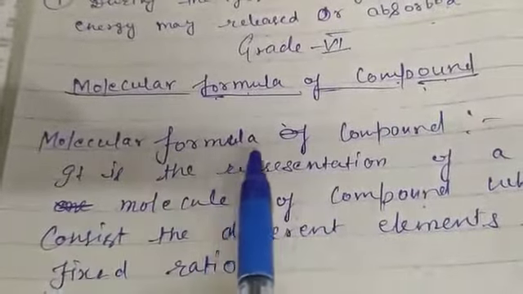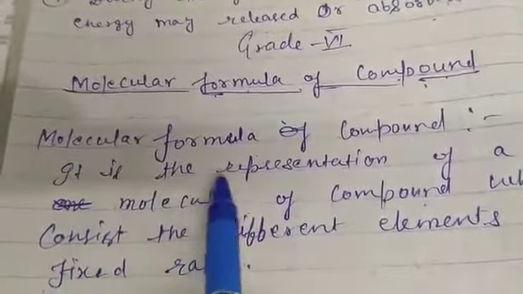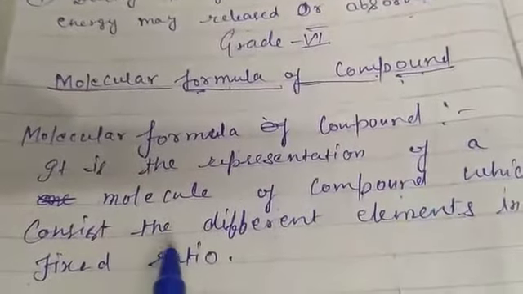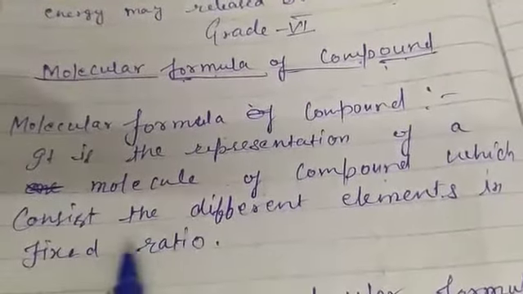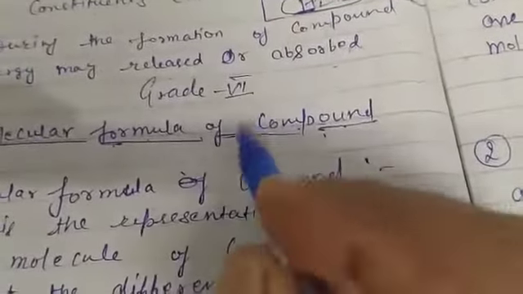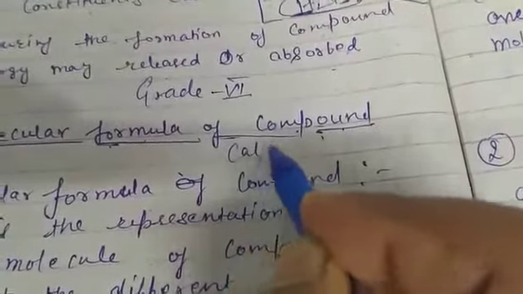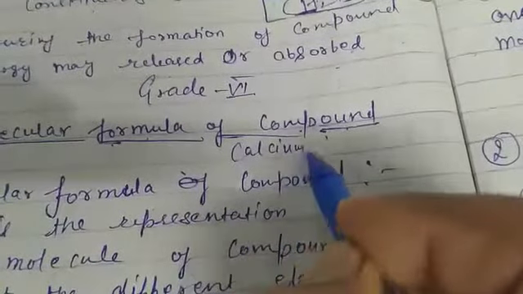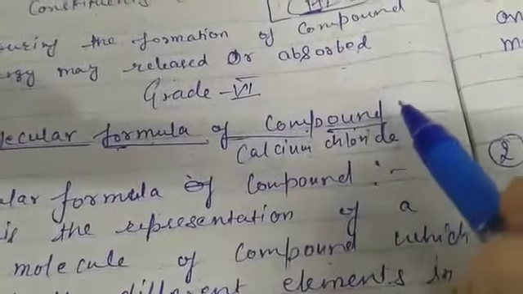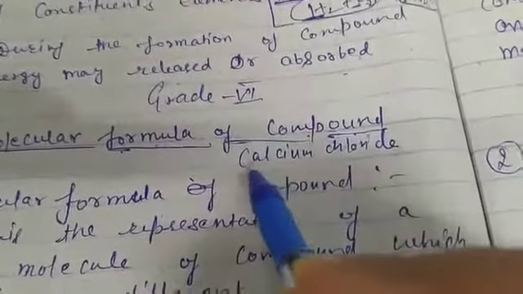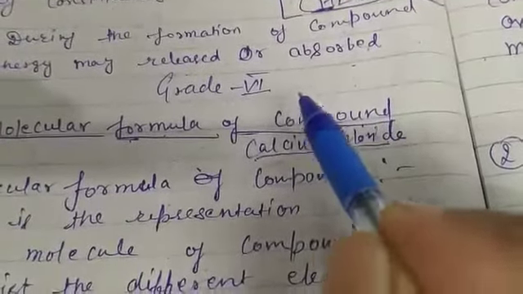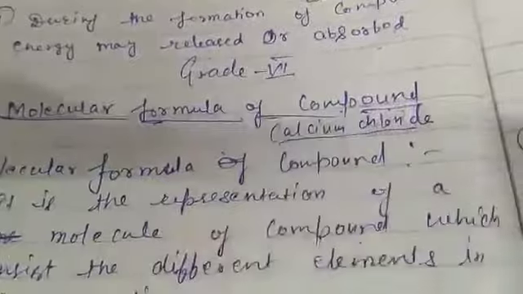So the molecular formula of a compound is just the representation of a molecule of a compound, which consists of different elements in a fixed ratio. For example, we have different types of compounds like calcium chloride, zinc oxide, water, carbon dioxide. Representing these compounds by using a chemical formula is known as the molecular formula of a compound.